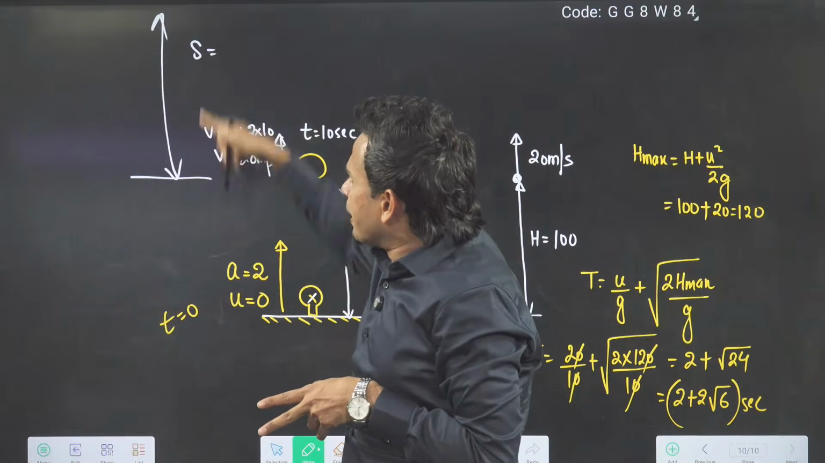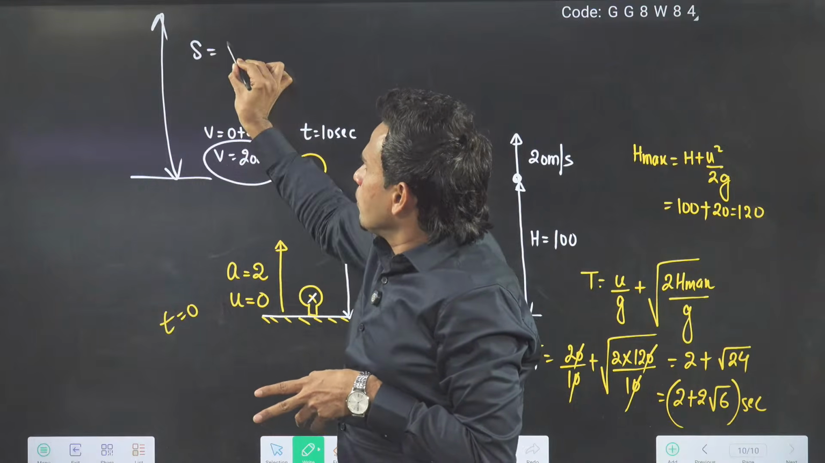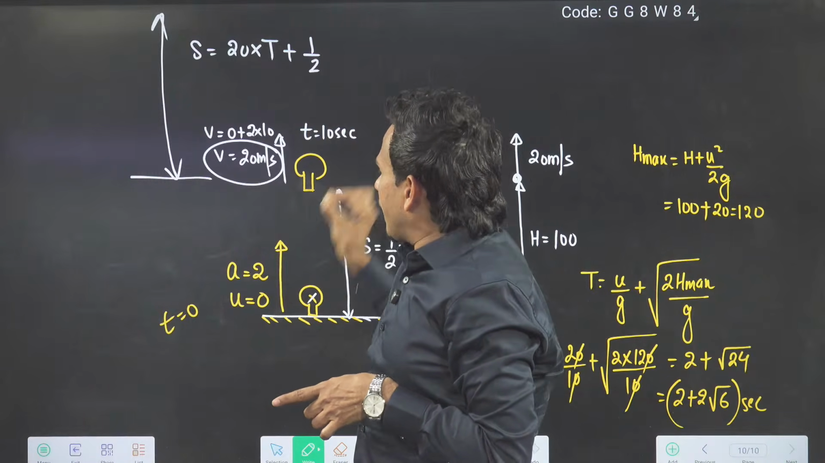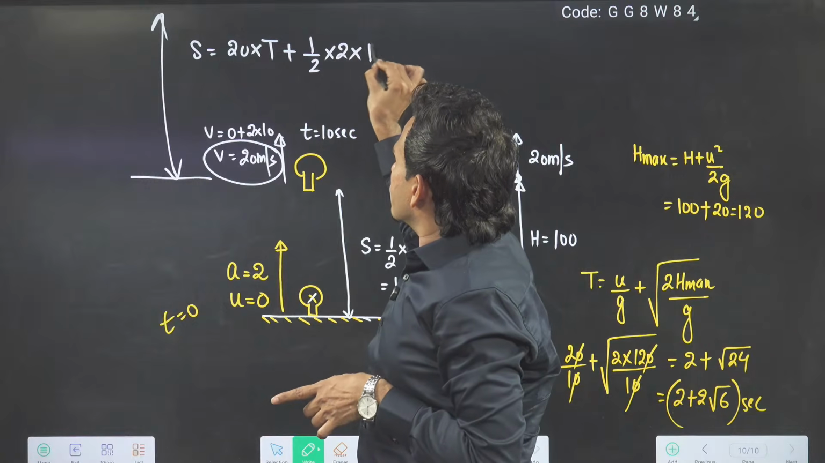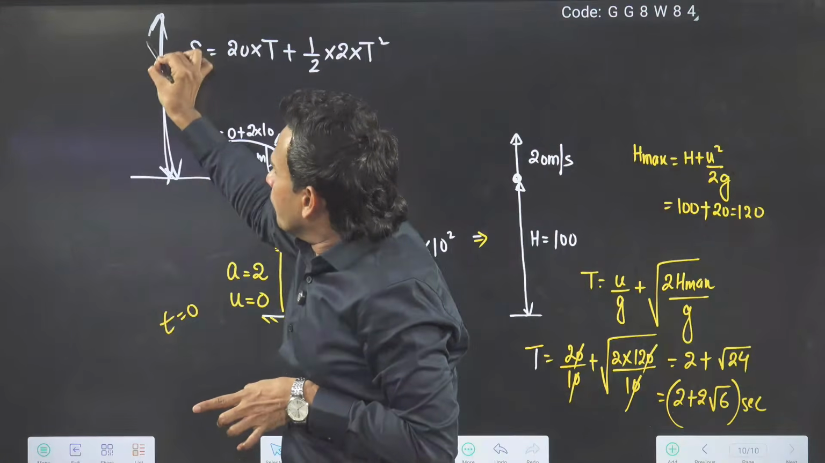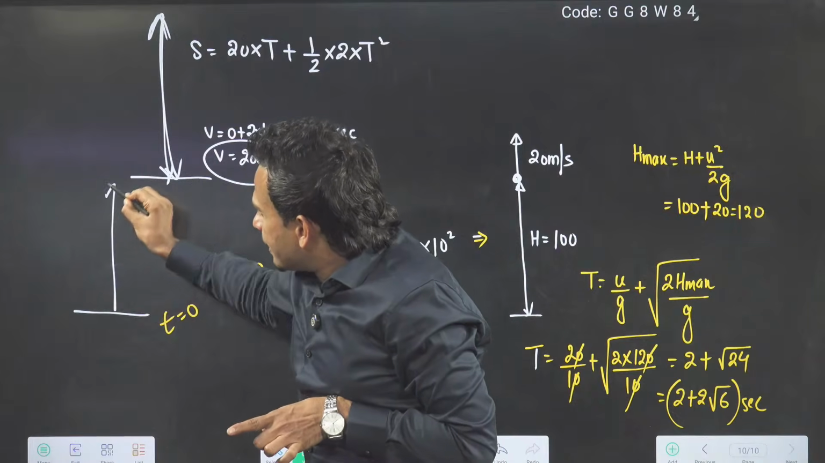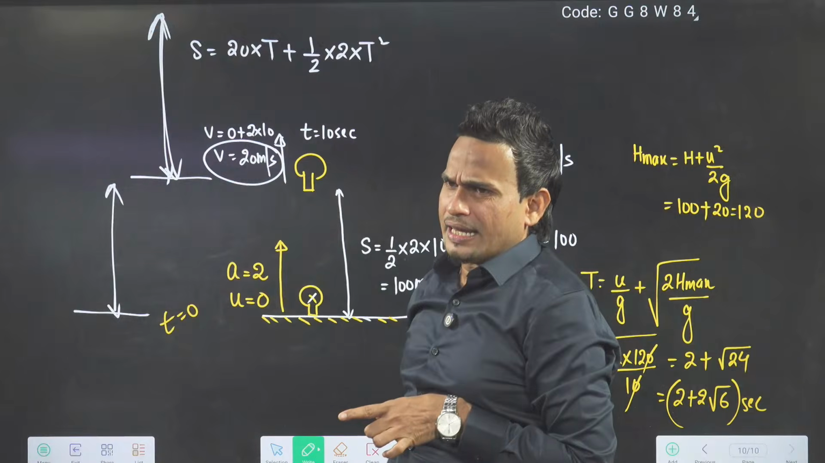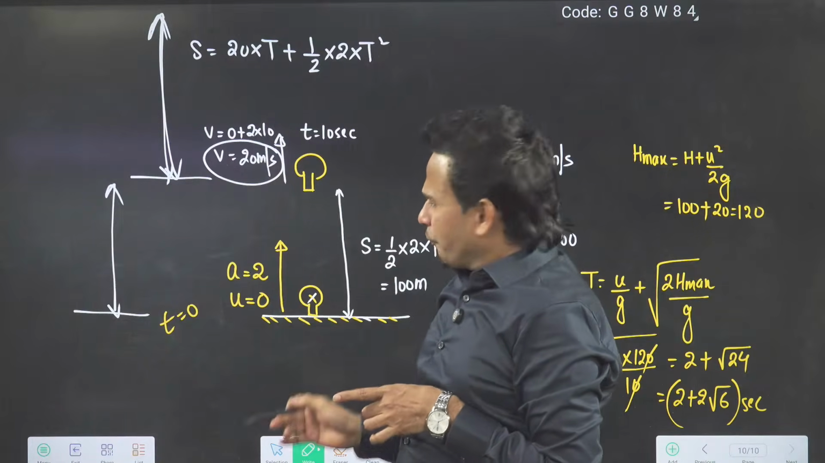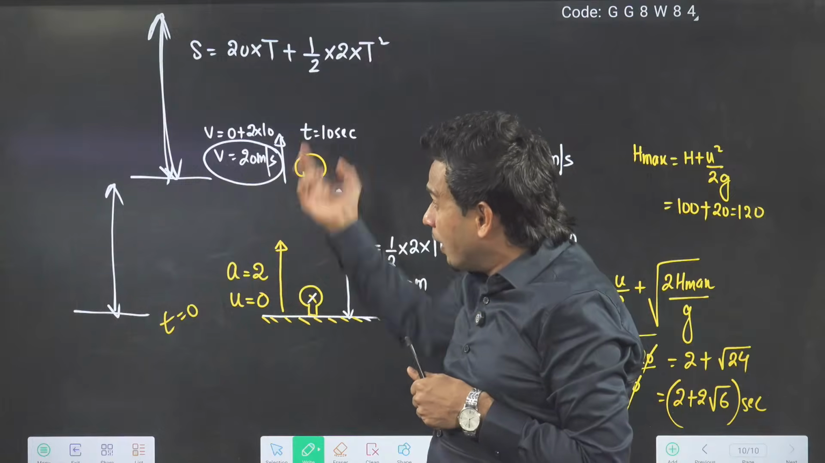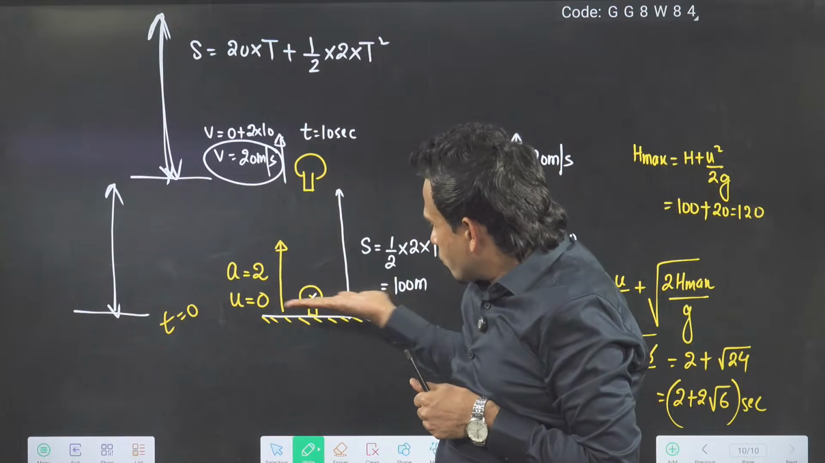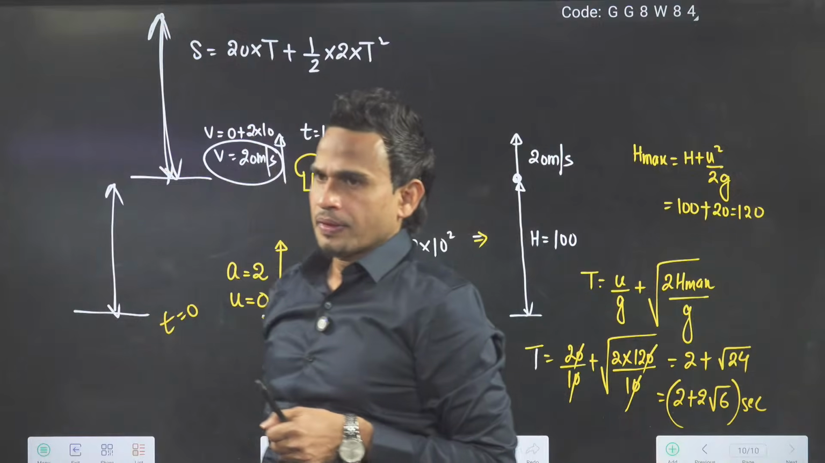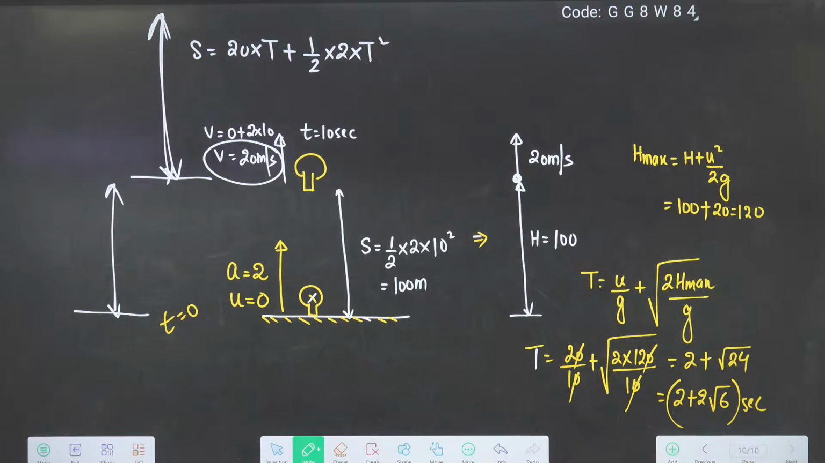S will be equal to, now from here to here, u will become 20. So 20 into that time which I have calculated plus half a t square, acceleration is 2, into t square. So I'll get the height of the balloon, which means the height of the balloon will become this 100 plus this S. We can calculate, no problem. We can also find the separation between the stone and the balloon when the stone lands on the ground. So the stone is on the ground, the balloon is here. That is 100 plus this distance. Everything I have told. Is it okay?